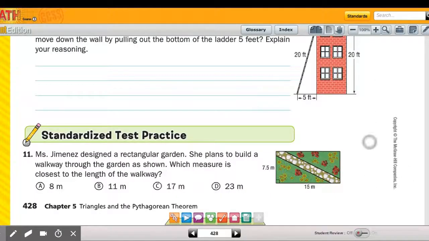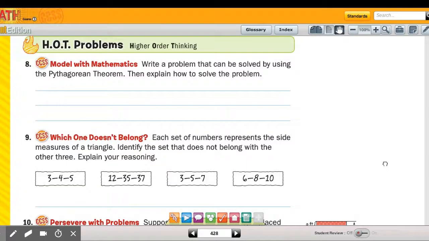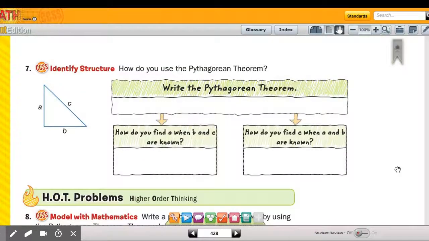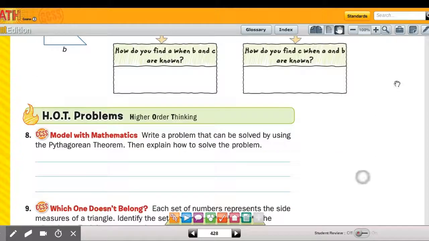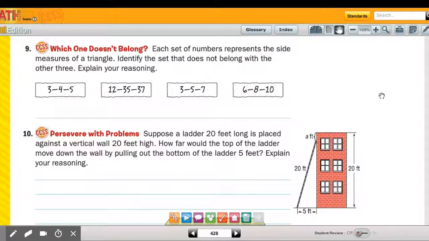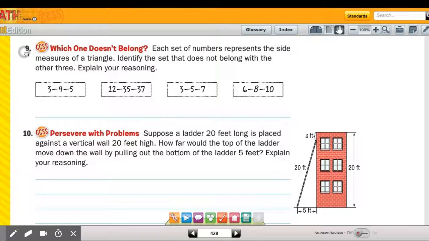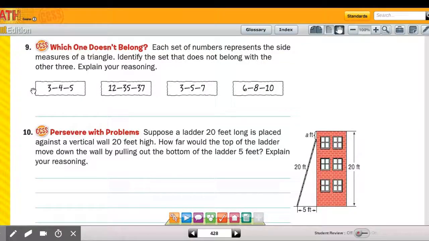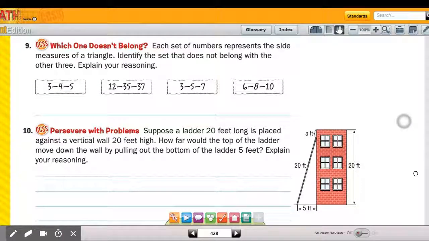All right, let me take a look and see if there's anything really weird here on this page. You don't need to do this one, how to use it. We don't need to do that. We know what we're doing there. You don't need to do 8. Number 9, you could do this, just which one doesn't belong. Like I can see, we know this one's a Pythagorean triple, so you should try to figure out if the others are Pythagorean triples or not.